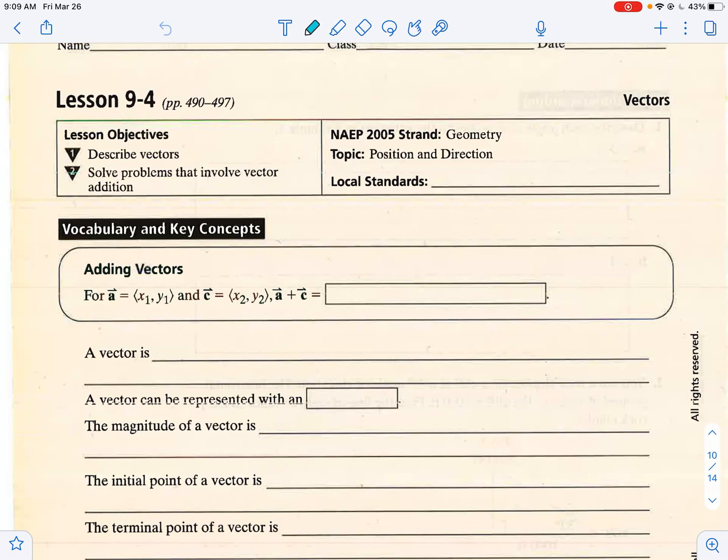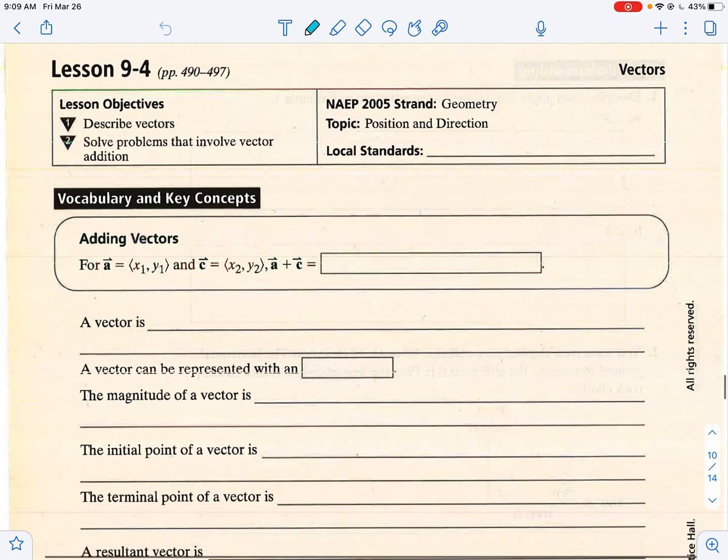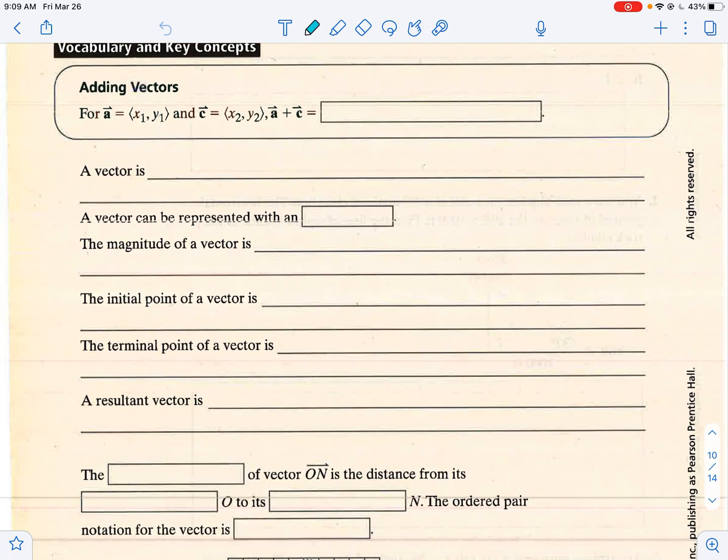Alright, lesson 9.4 is about vectors, and our objectives are to describe vectors and solve problems that involve vector addition. So first we need to know how to add vectors. If we have vector A, ⟨x1, y1⟩, and vector C, ⟨x2, y2⟩, if we add those together, all we do is add the two x values, so x1 plus x2, and then we add the two y values, y1 plus y2. And we put those little arrow brackets around a vector.